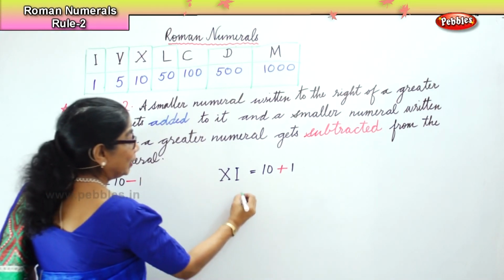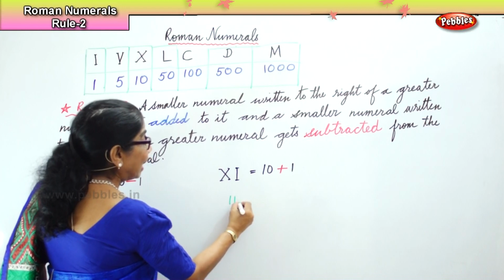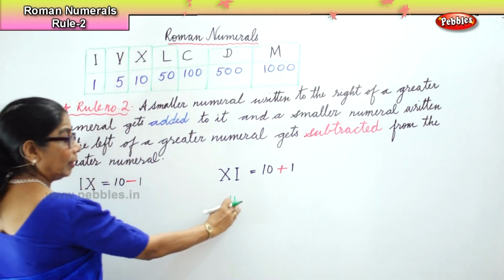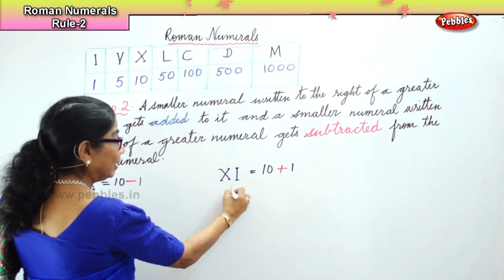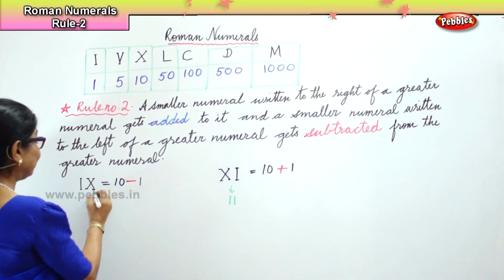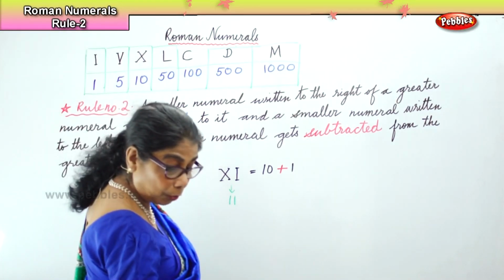And this we read as 11. And that's all we need to remember. Alright? So this is 11 and this is 9. Okay? Now we'll do some more.